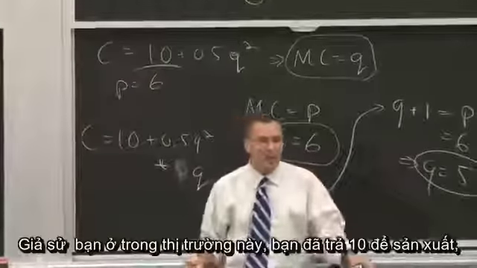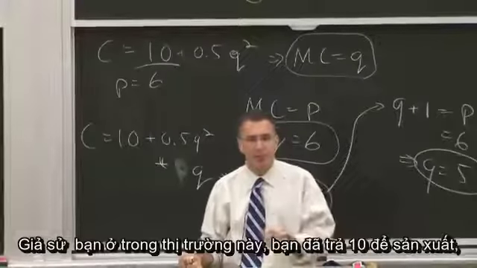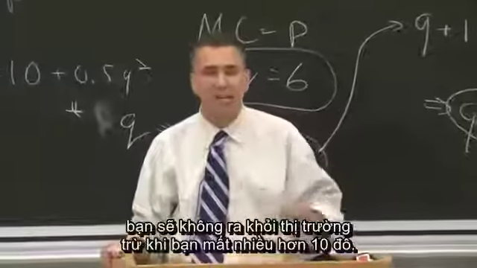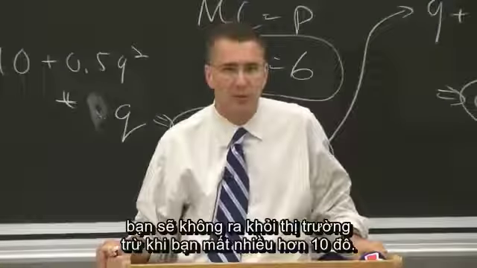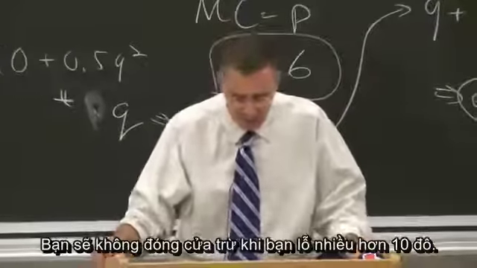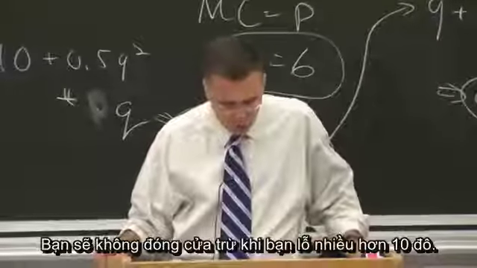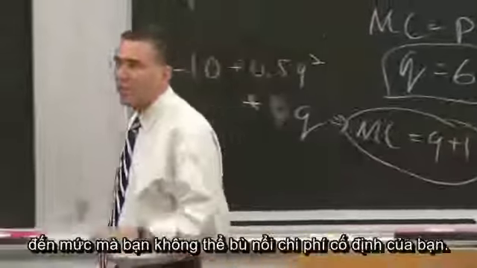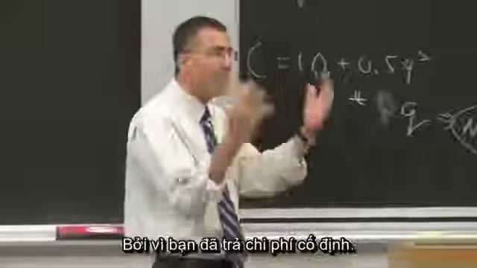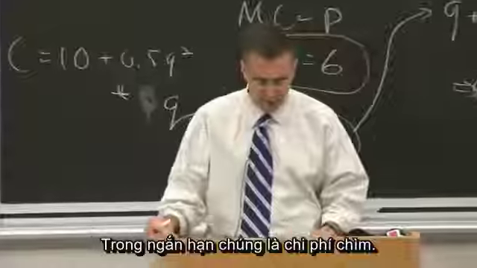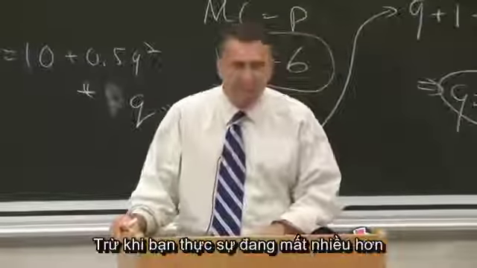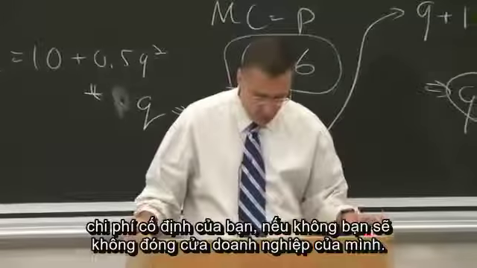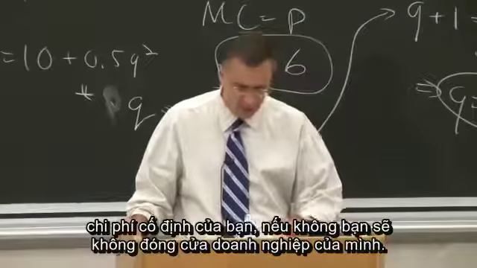Given you're in this market and you've paid 10 to produce, you will not exit unless you lose more than $10. Okay? You will not shut down unless you lose more than $10. You will not shut down unless you're losing so much money that you can't cover your fixed costs, because you've paid those fixed costs. In the short run, they're sunk. Okay? So unless you're actually losing more than your fixed costs, you will not shut down your firm.